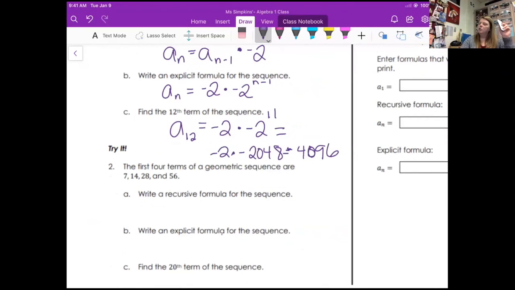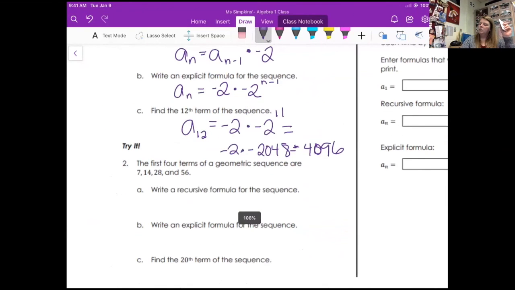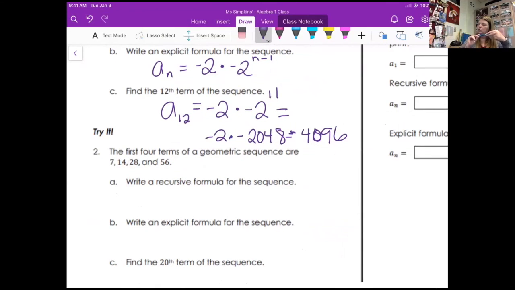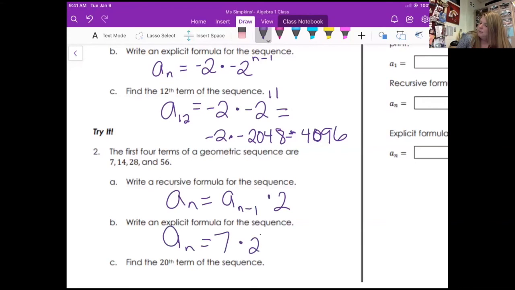Okay, so I want you to try number 2. And I do want to see your answers to number 2 when you're done. So you're writing recursive, explicit, and then finding the 20th term. We're multiplying by 2. So for any number, we can take the previous number and times by 2. And explicit, for any number, we're going to start with 7 and multiply times 2 to the n-1 power.